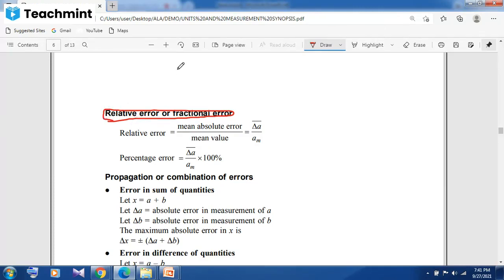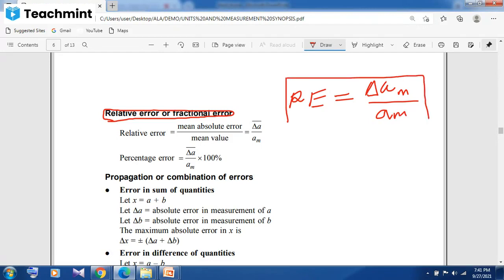So what is relative error? Look here. Relative error, RE, is equal to the mean of individual errors, ΔA_m, divided by A_m. So this is actually the formula. If a question is asked, what is a relative error, this formula you have to calculate.